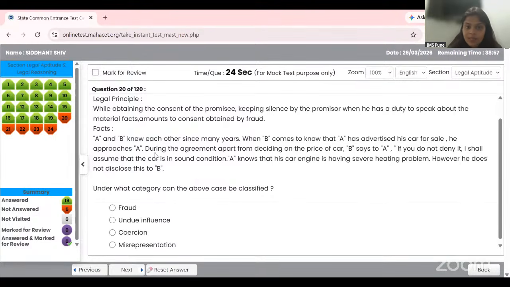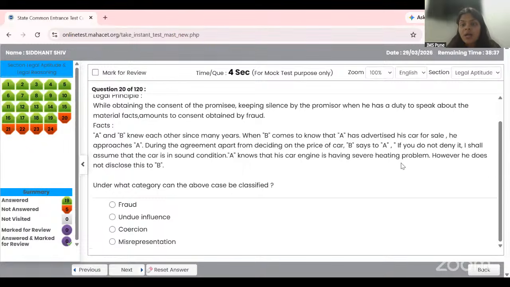So in this case, let us look at the options. So here, both of them knew each other since a long time, and here a statement was made while making the purchase of the car, that if you don't say anything, if you do not deny it, I will assume that the car is in sound condition, but the engine of the car has heating problem, and this was not disclosed to P. So in this case, a duty was imposed, right?